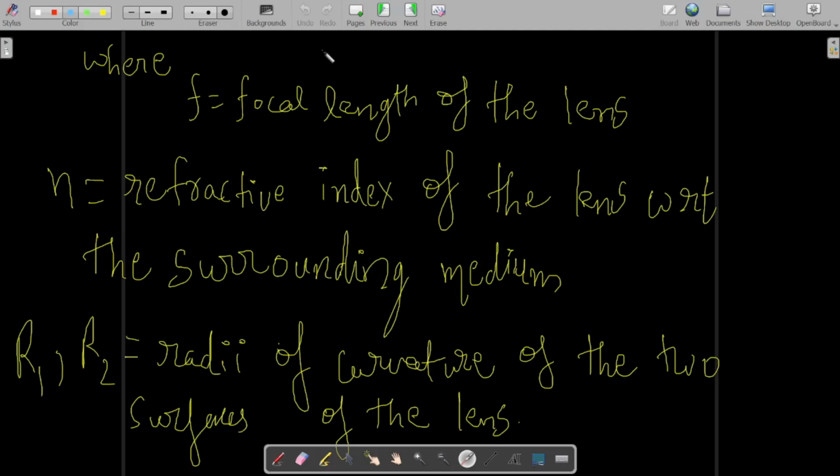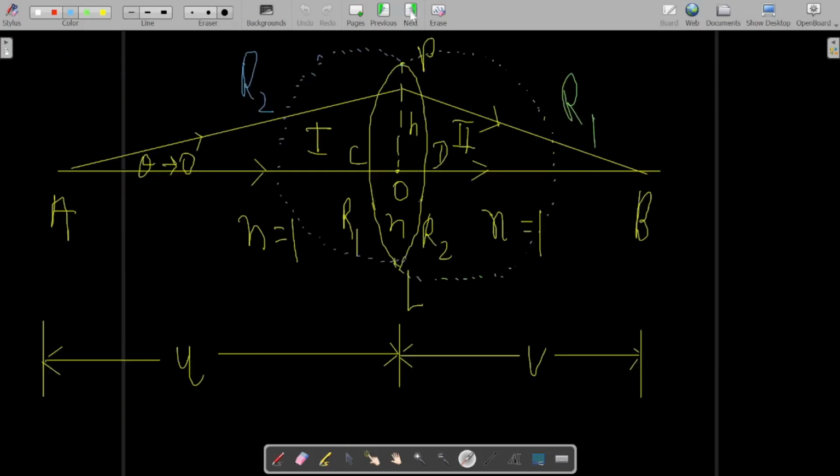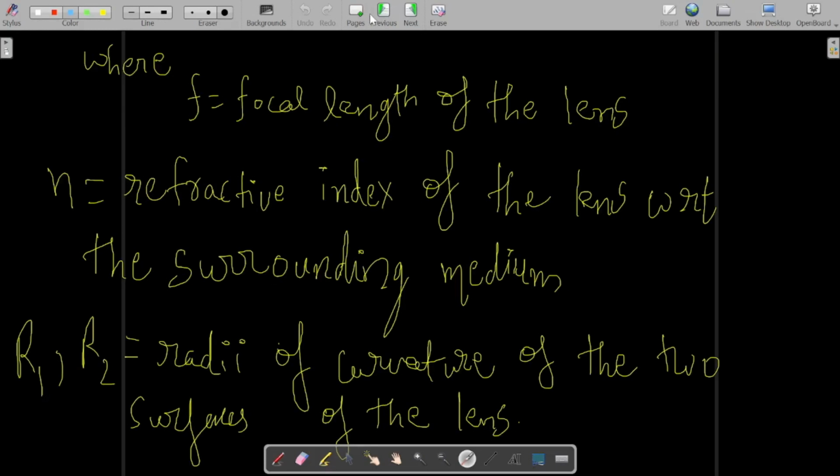Okay, let's understand the refractive index of the lens with respect to the surrounding medium. Inside this there is the material of the lens, and over here there might be air, or if the lens is immersed in water, then there will be water surrounding the lens. If the lens is immersed in wax, then there will be wax surrounding this lens. So n is the refractive index of the lens with respect to the surrounding medium, and R1 and R2 are the radii of curvature of the two surfaces of the lens.